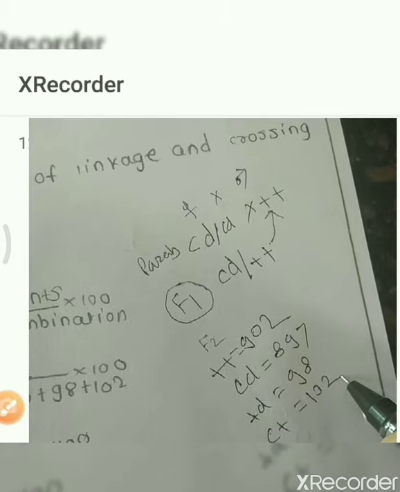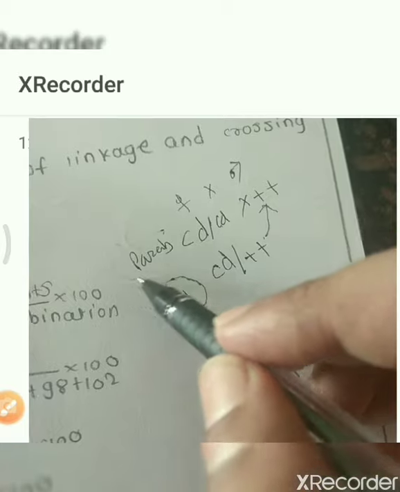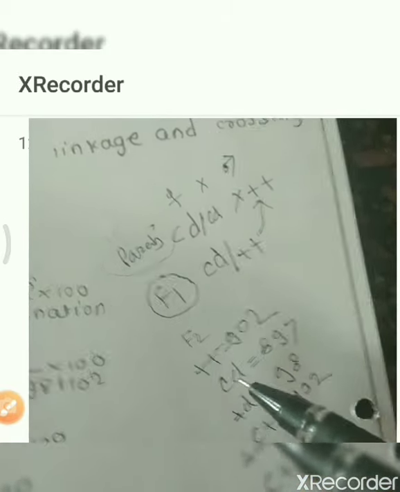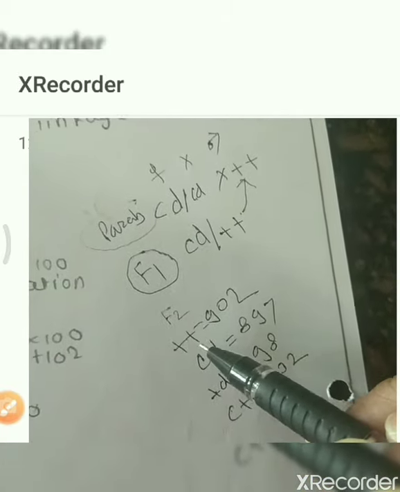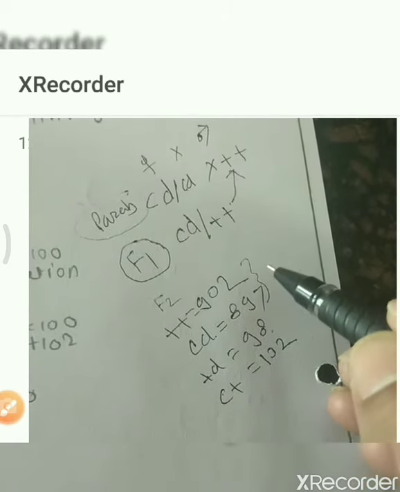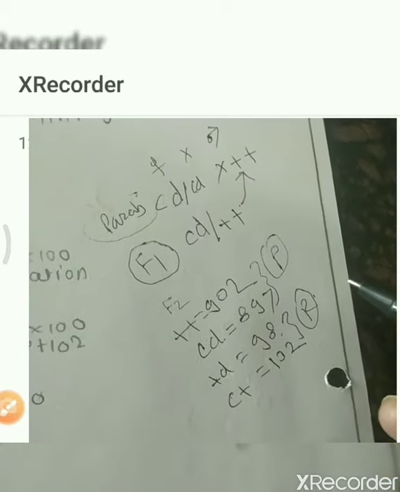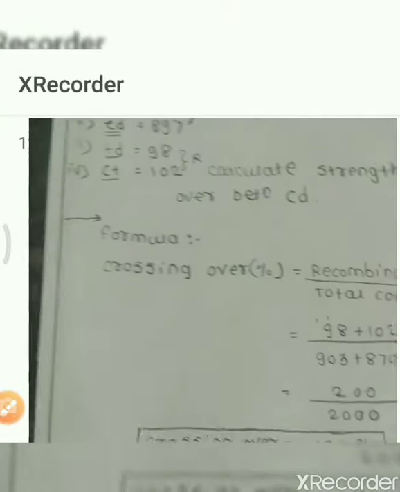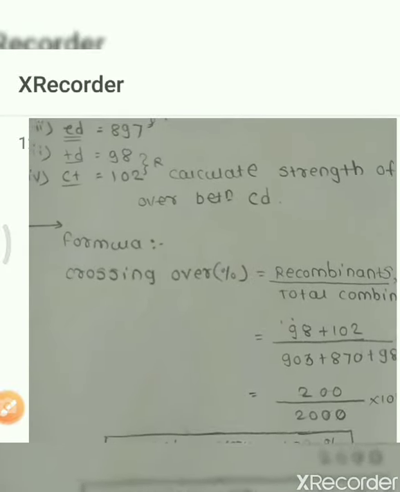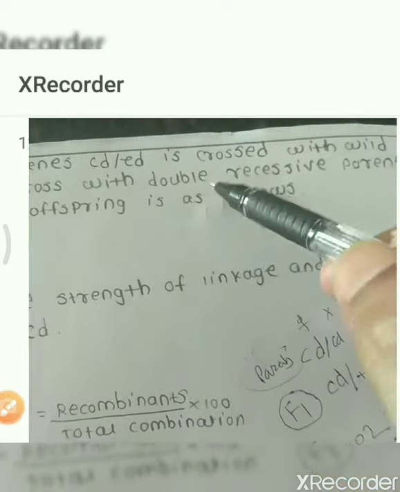As CD and plus are the parental combinations, these two are the parental ones and these two are the recombinant ones. The first crucial thing in this problem is to identify the parental combinations and recombinant combinations. Since it is crossed with the double recessive parent, it is data of a test cross.